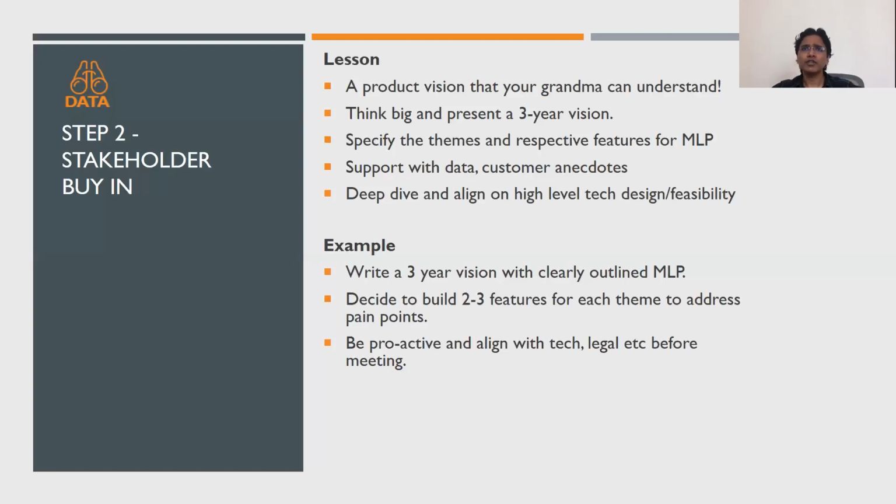The next piece is to decide to build 2 or 3 features for each of the themes. This is what is really required to take your product from the paper onto features that other teams will understand and then build. And when you pick these features, you really want to pick the ones which are going to address the pain points. In the next slide, we're really going to talk about this prioritization piece.